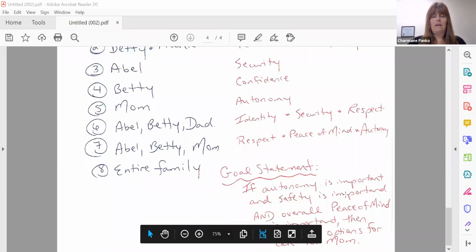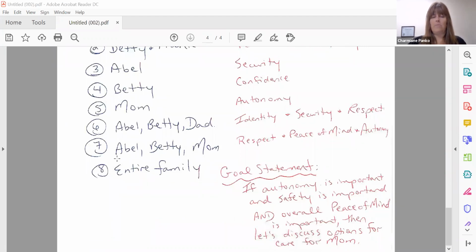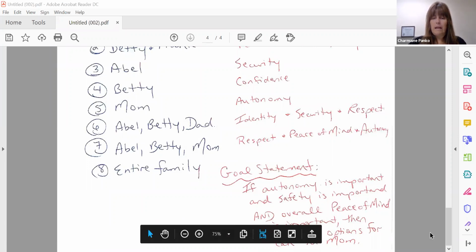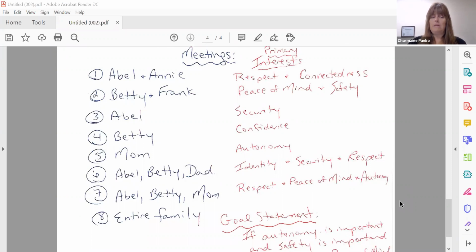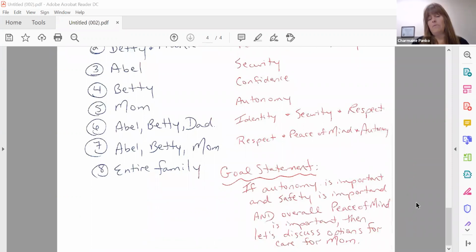And ultimately, when the entire family has come together, or perhaps even at meeting 7, if a goal statement was to be created that took into account these various different interests that have been identified through this series of separate meetings and joint meetings, this is an example of a goal statement that I might offer to this family. So, if autonomy is important and safety is important and overall peace of mind for everyone is important, then let's go ahead and start discussing some options for providing care for mom.